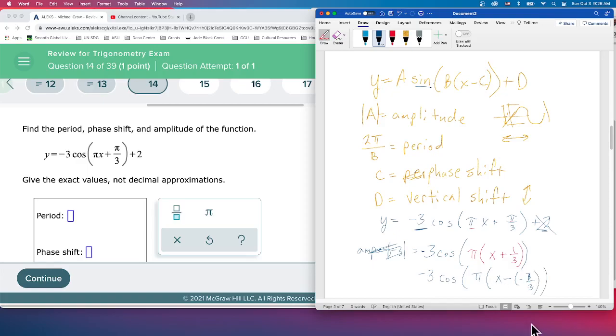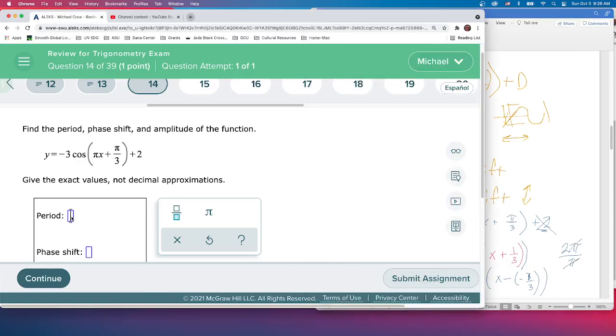Okay, so period though is not pi. Remember, period is 2 pi over b. B is pi, so it's 2 pi over pi. Pi's cancel, so the period is going to be 2. Put that in. The phase shift we looked at is negative 1/3. It's the value of c, but we had to factor to get it in the right setup. Okay, that's kind of the hardest part.